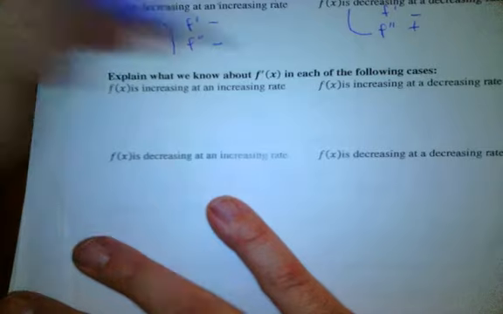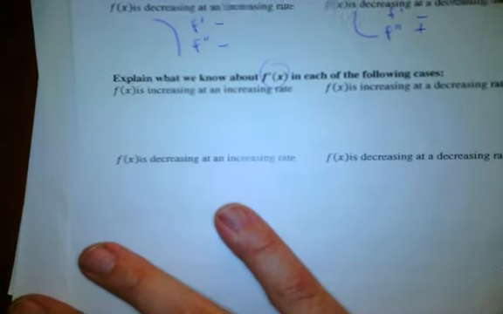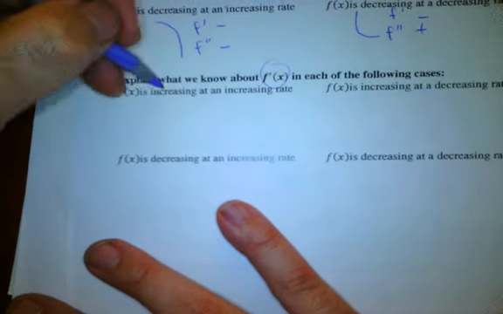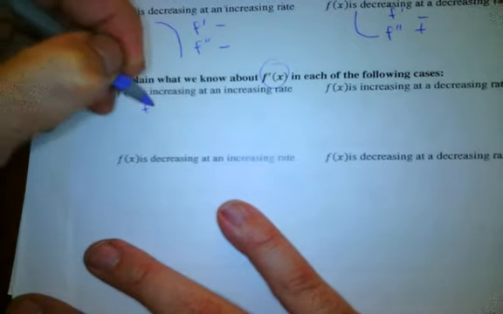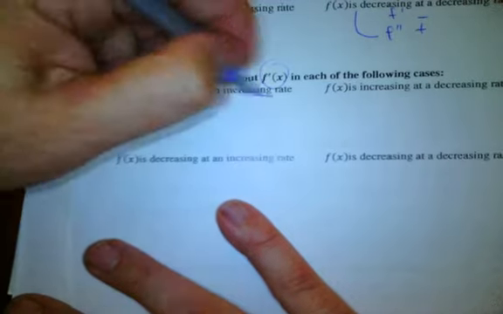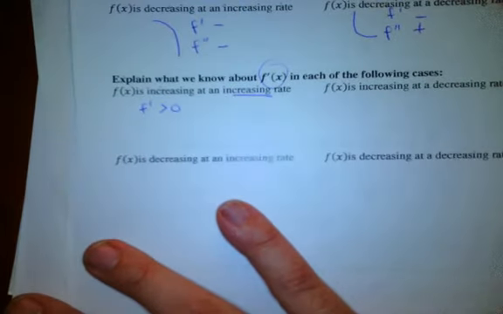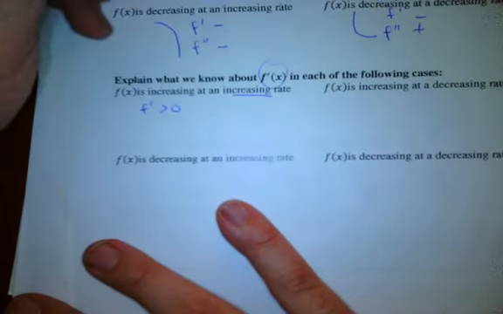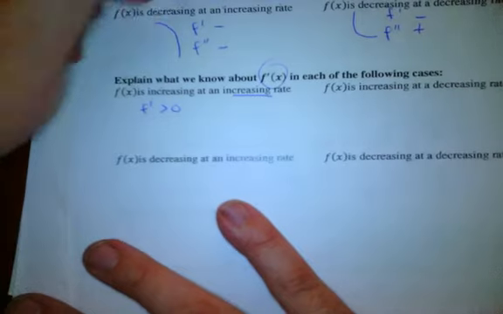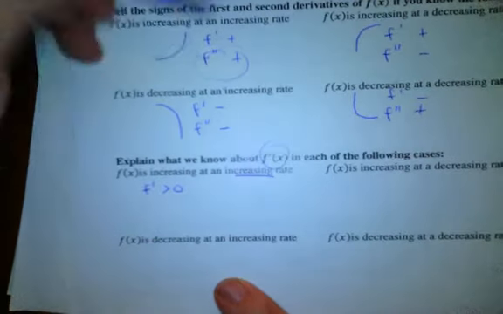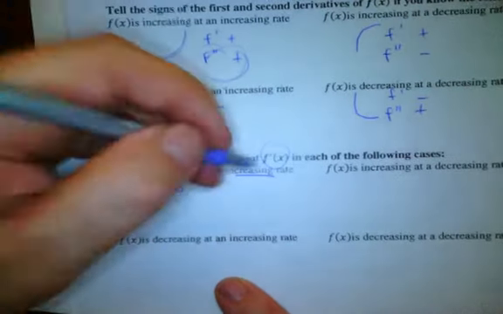f is decreasing at an increasing rate. That looks like this. And in that situation, f prime is negative and f double prime is also negative. But if f is decreasing at a decreasing rate, that looks like this. f prime is negative and f double prime is positive.